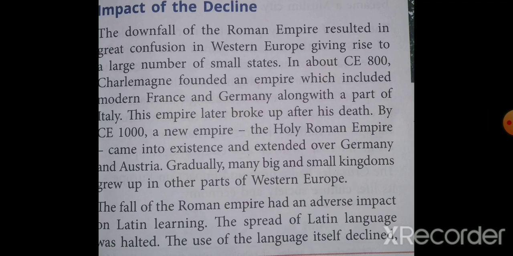In about CE 800, Charlemagne founded an empire which included modern France and Germany along with a part of Italy. This empire later broke up after his death. By CE 1000, a new empire, the Holy Roman Empire, came into existence and extended over Germany and Austria. Gradually, many big and small kingdoms grew up in other parts of Western Europe.